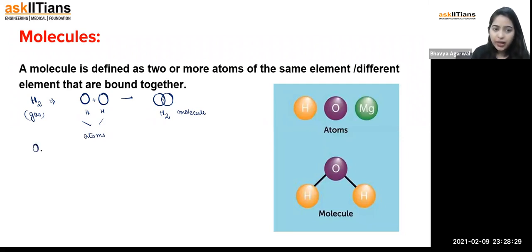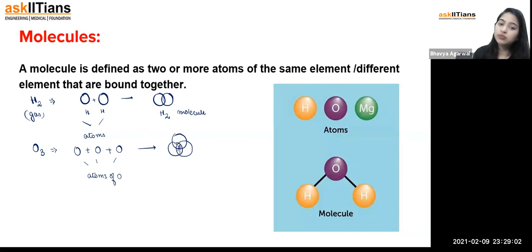Same way, we can have ozone. Ozone is composed of 3 atoms. There are 3 atoms of oxygen which have combined together to give you a molecule, which is ozone. This is your ozone molecule.